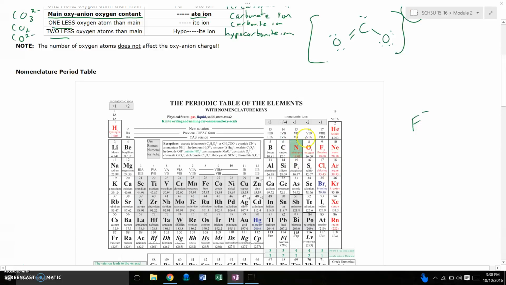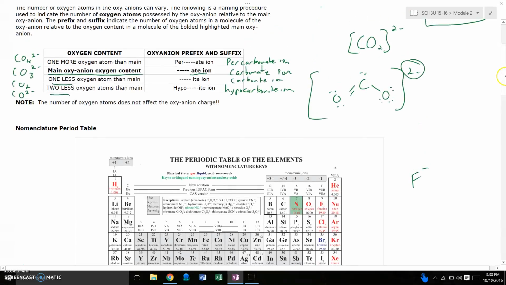But if we use nitrogen, nitrate would be the main, nitrite would have 1 less, hyponitrite would have 2 less, and pernitrate would have 1 more oxygen than the main. The charges are never changed, so any of the carbon oxyanions will always have a 2 minus charge. The number of oxygens may change, the charge on it will not.